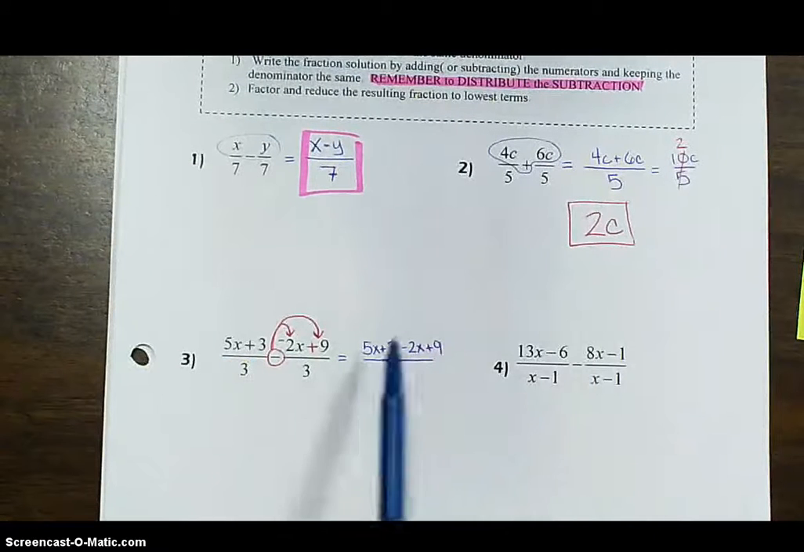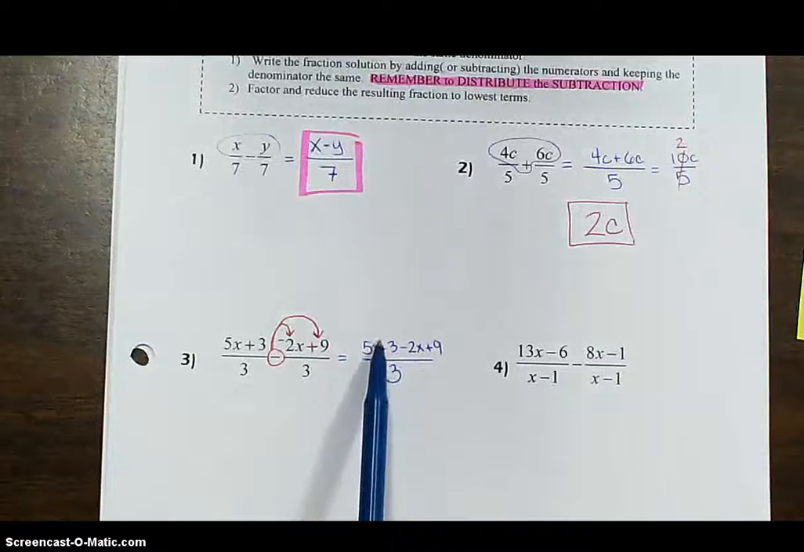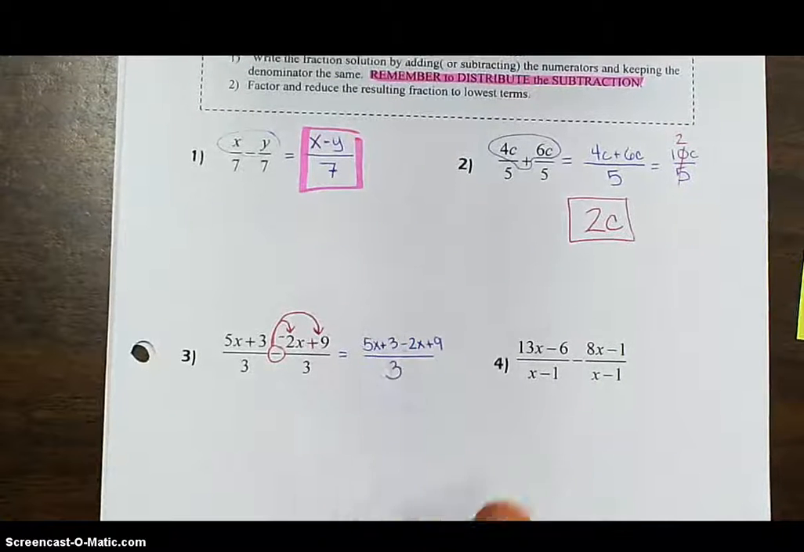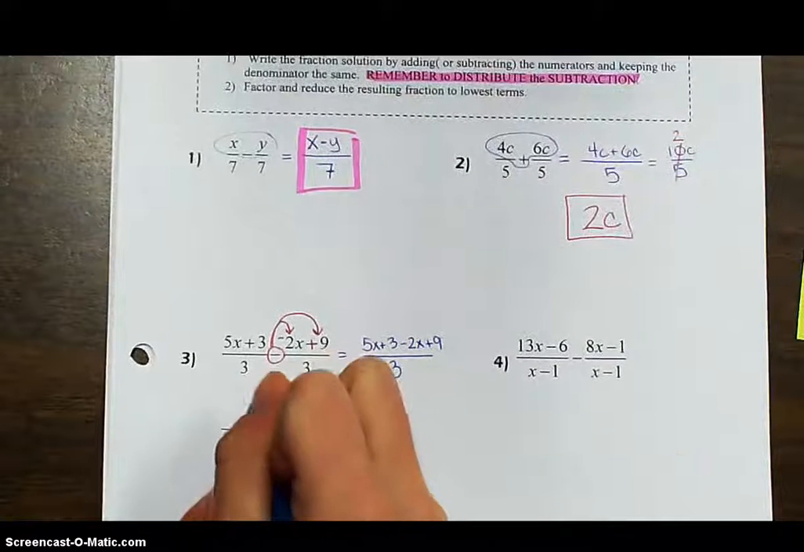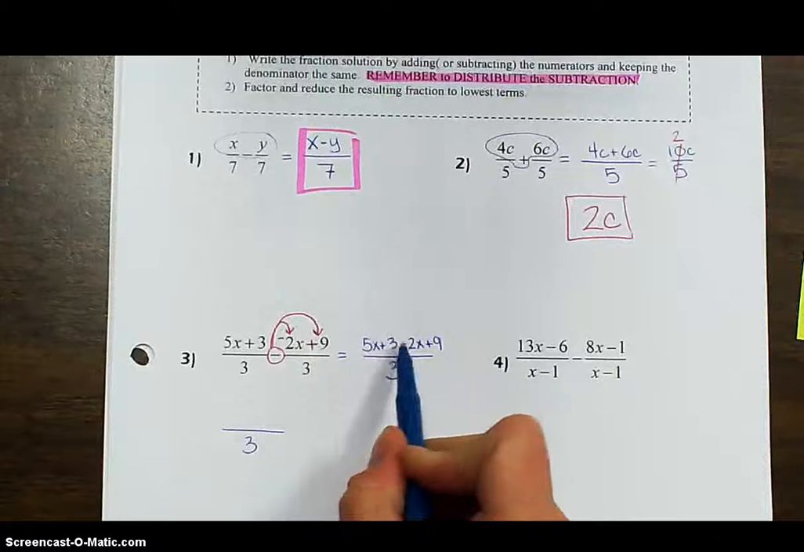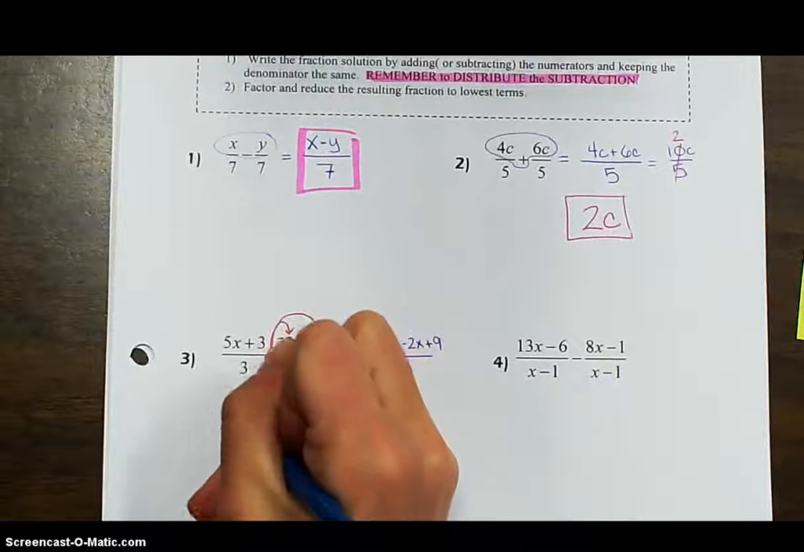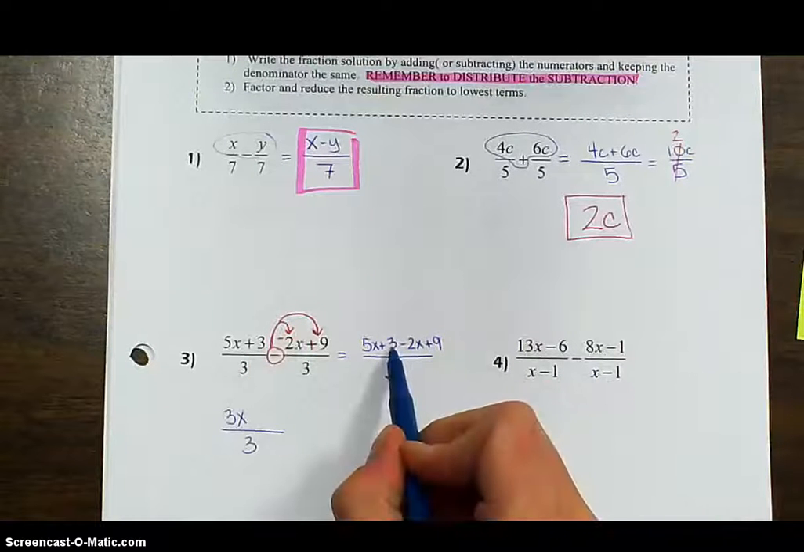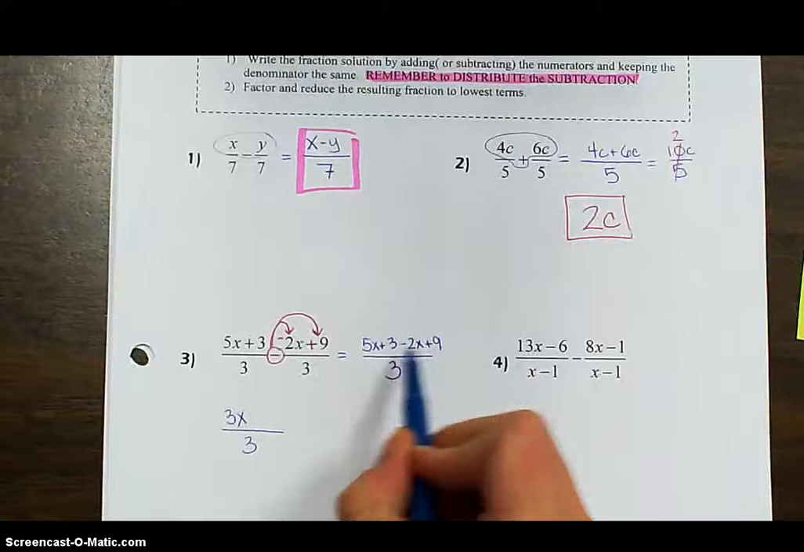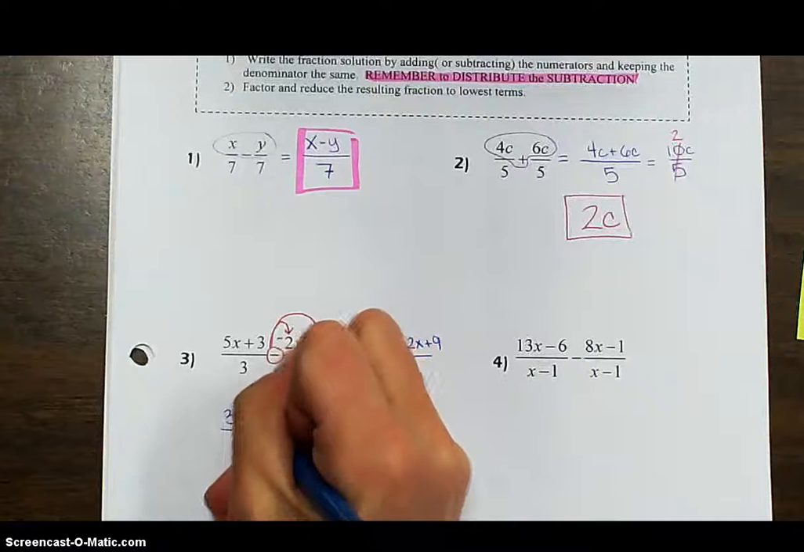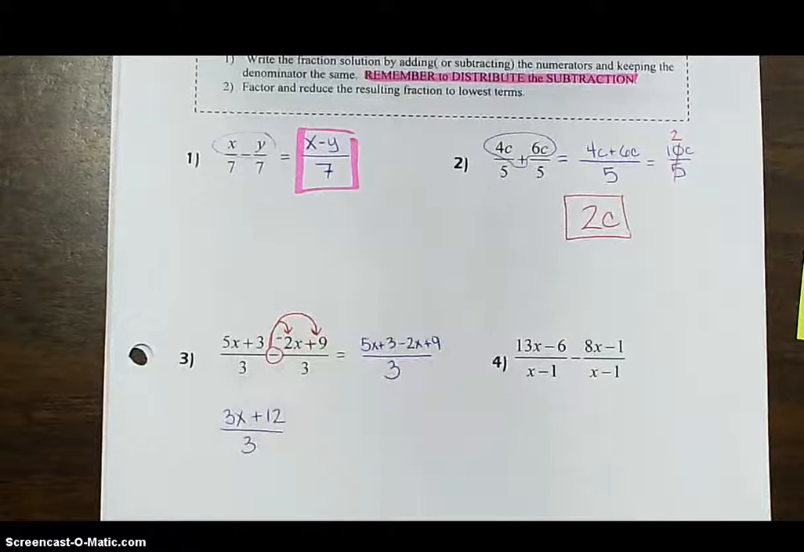Okay, now we can combine our like terms. Here I have a 5x and a negative 2x, and this is all going to be over 3. So 5x minus 2x is going to be 3x. We have a 3 plus 9. Our like terms, 3 and 9, I can add those together. We get plus 12.